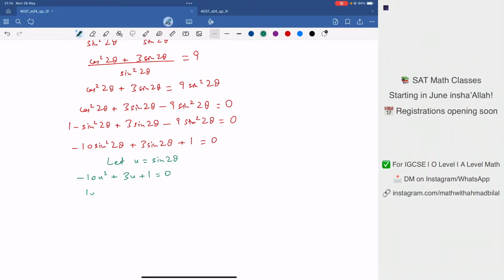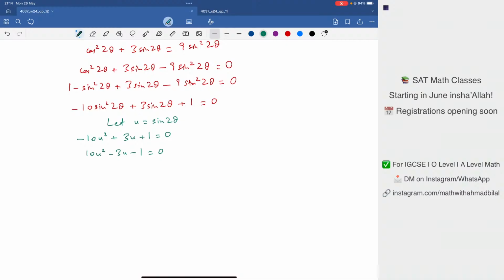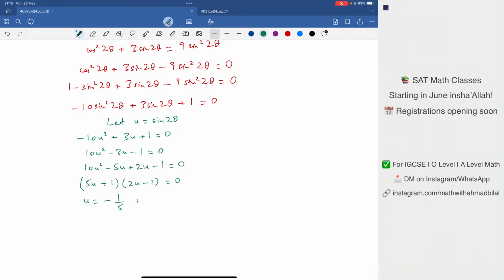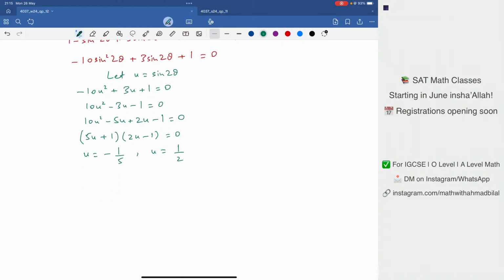Now it's a quadratic equation. How do we solve this? Can we factorize this? 10u squared minus 3u minus 1 equal to 0. We could use 5 and 2, right? That should work. So 10u squared minus 5u plus 2u minus 1 equal to 0, and that should work. And that gives me 5u plus 1 as one factor, and 2u minus 1 is the other factor. So the two values of u that I'm getting from this are u equals minus 1 over 5 and u equals 1 over 2. Put that substitution back.